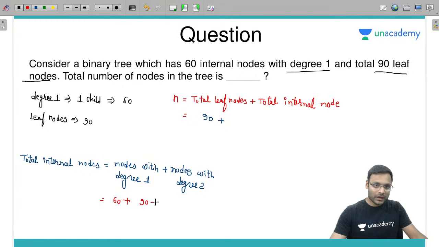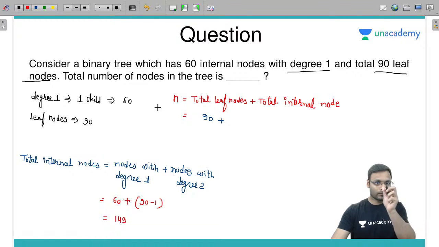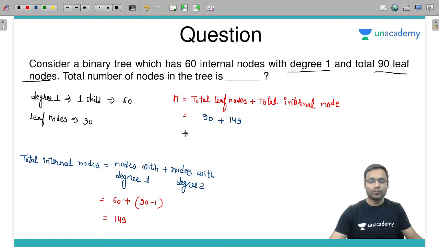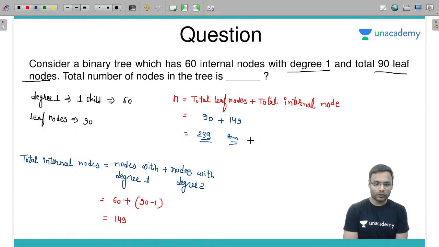Means number of leaf nodes minus 1 will be total number of nodes with degree 2. How much it will be? 89 plus 60, 149. So 149 are the internal nodes. Add this in 90. How much you will be getting? 239. That is your answer. Good. Nice. Amazing.